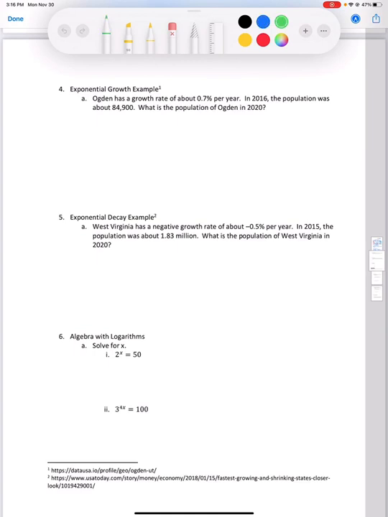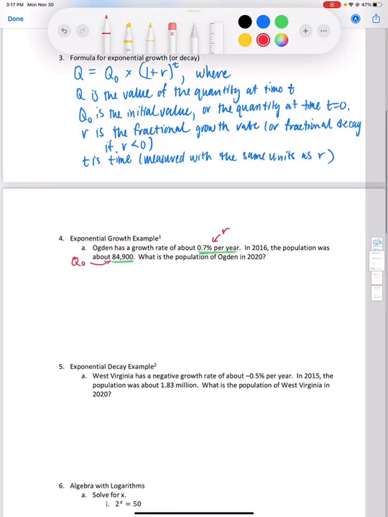So let's take a look at some of our values here that they give us. 0.7% per year. Okay, that sounds like it could be R, our rate. The population was 84,900. That sounds like an initial value, or the Q sub 0. Okay, so those are what we're starting with. Let's go up to here a little bit, see what we need. Q, the quantity that we want, is what we are solving for in this situation.